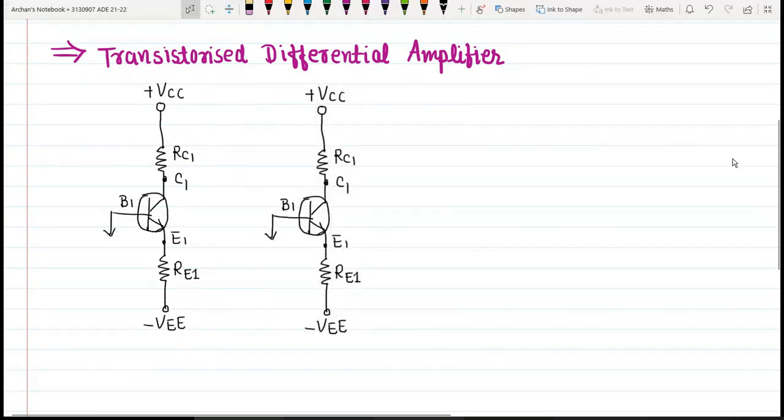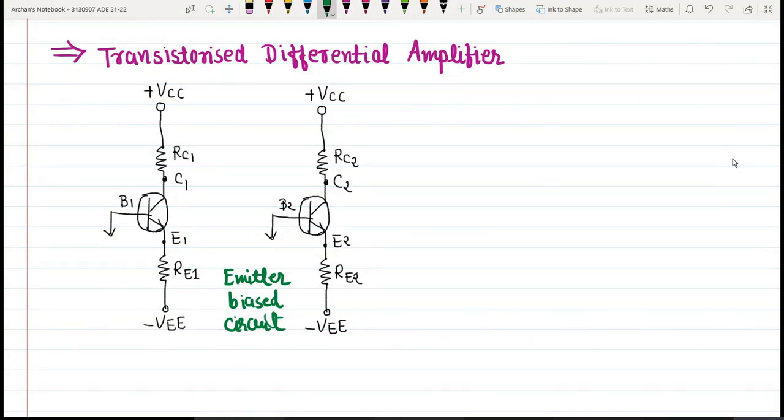So this is my second circuit which I have taken, right? Now this time this resistance would be RC2. This is the collector terminal, this is the base terminal, this is the emitter terminal, and this is the resistance. So these are my emitter biased circuits, and as I have told you, these are identical circuits.